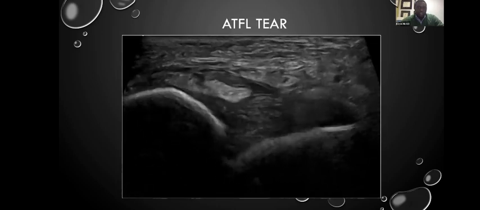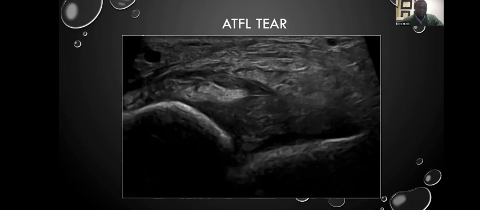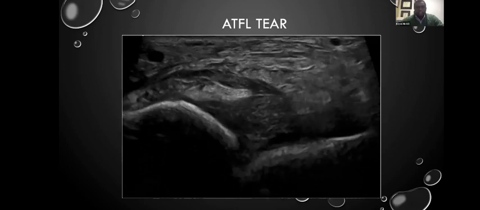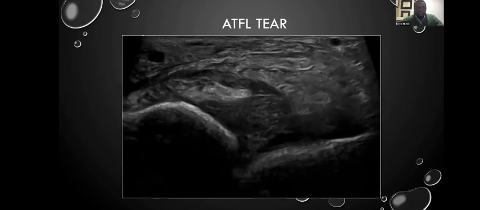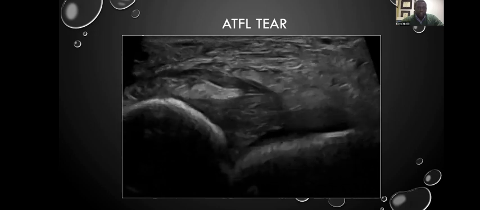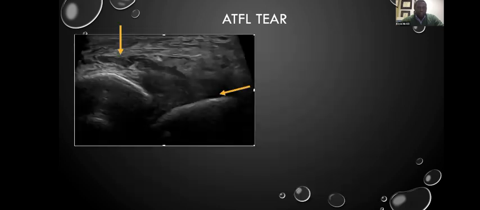So here, what we're actually seeing is that those two parts of the ATFL are moving in opposite directions. So there's this paradox of motion. We see the fluid coming up through the ligament. So here's going to be a complete tear. Now, there's another part of this that can be helpful as well.